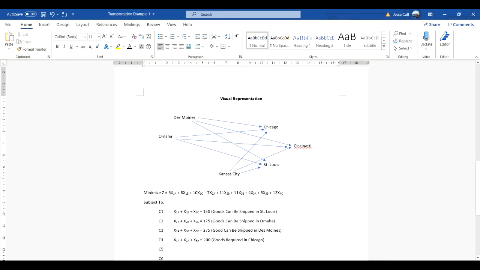So let's come down here to C5, and we're going to see that X1B plus X2B plus X3B must be equal to 100. And that's goods required in Cincinnati. And again, we minimize just for visual purposes, so it's a little easier to understand.